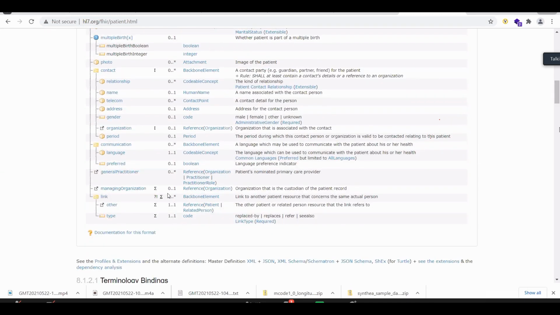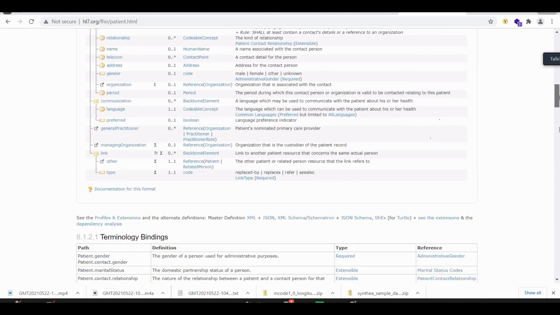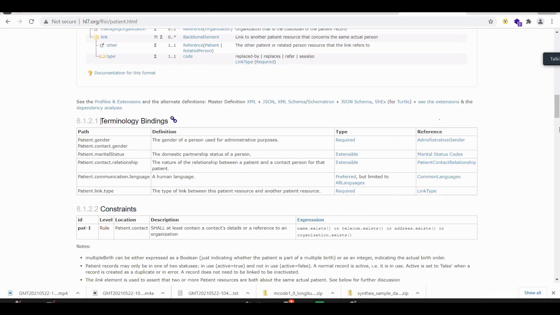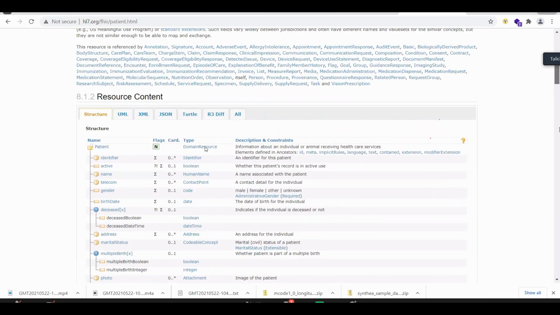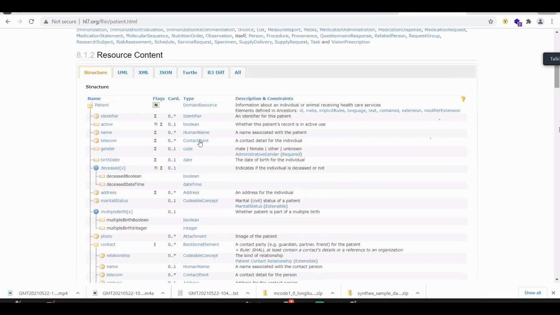Okay, similarly, there is a reference for where this patient is located, or who is the managing organization. So that's how it works, and we'll see a resource shortly. After that, there are terminology bindings. We will look at terminology bindings in the next session. But today, what we need to know is, for example, gender: you can't write transgender as a gender in FHIR. That's not allowed. You can only choose the gender values from what is given here.